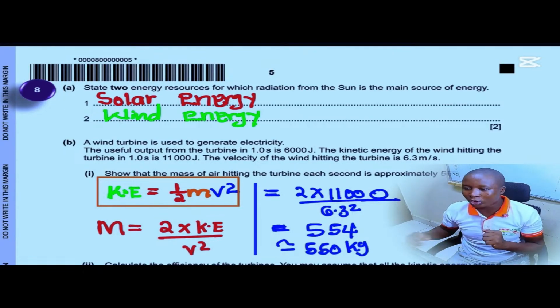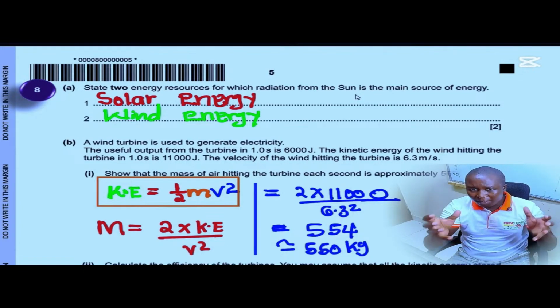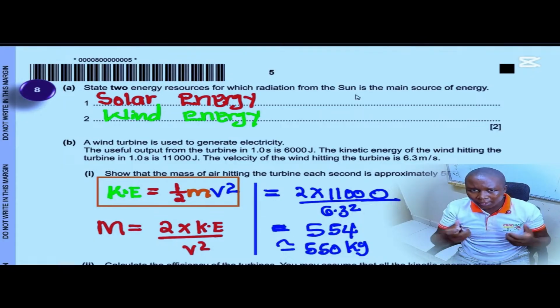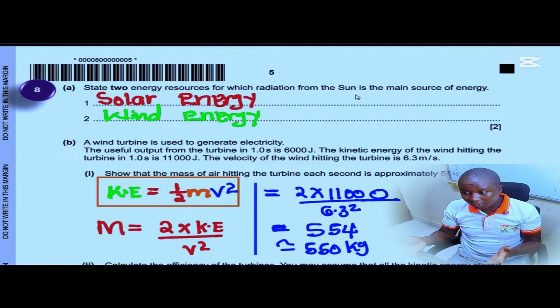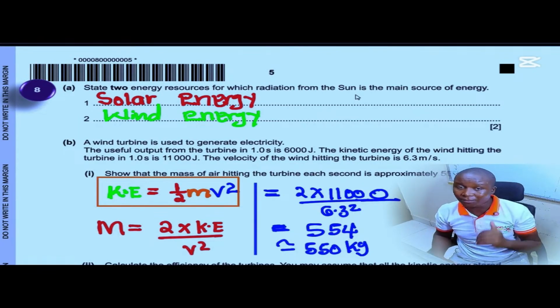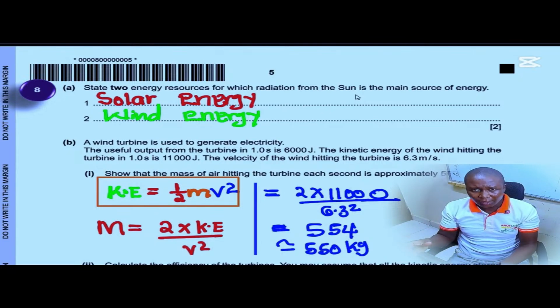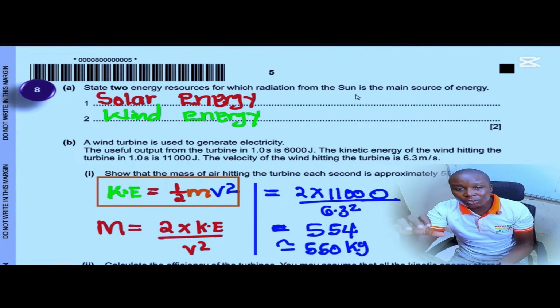So in this particular question 8, we are supposed to state 2 energy resources for which radiation from the sun is the main source. So this is solar energy. If you take solar panels, they will absorb the energy from the sun, and then it's used to warm and heat water. But wind energy, because the radiant heat from the sun hits the surface of the earth at different uniformity, it means that different regions of the earth are going to be at different temperatures.